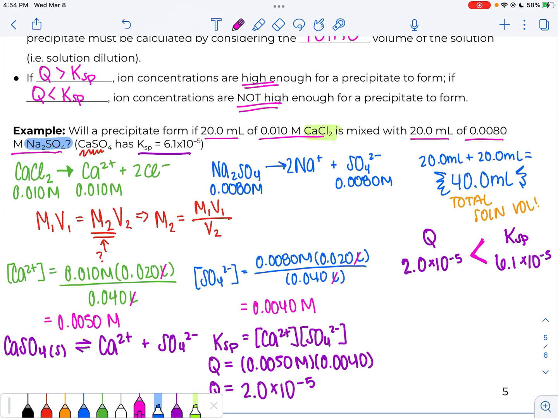Let's consult what we said earlier. If Q is less than KSP, then our ion concentrations are not high enough for a precipitate to form. So what does this mean? A precipitate will not form. We have too few ions in solution. They're going to stay dissolved, and there will be no solid that comes out at the bottom.